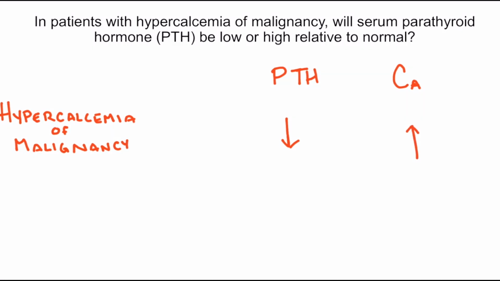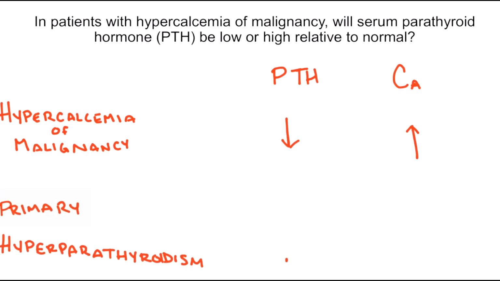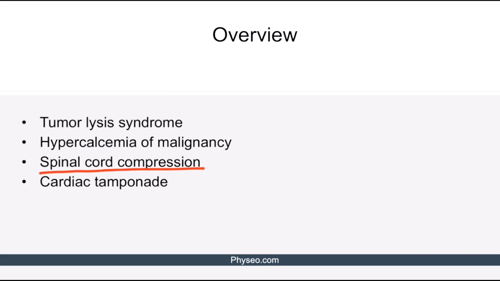And that actually contrasts to the hypercalcemia that occurs as a result of primary hyperparathyroidism. And in that issue, there's excessive production of PTH that drives the spike in serum calcium. And knowing the negative feedback from hypercalcemia of malignancy on the parathyroid hormone release is super important and can really help you on exams. Now let's move on to spinal cord compression.